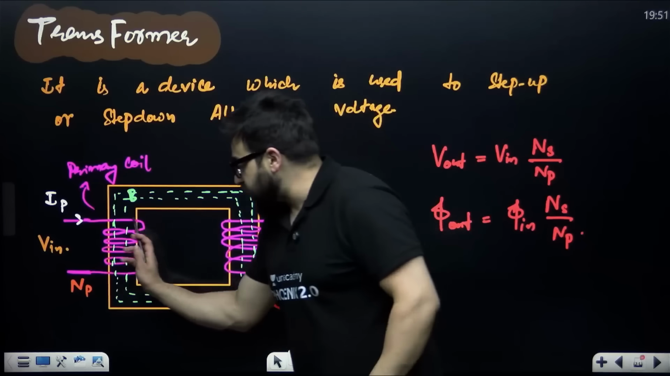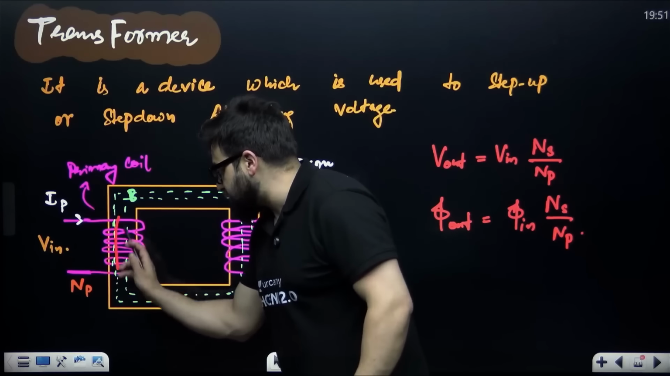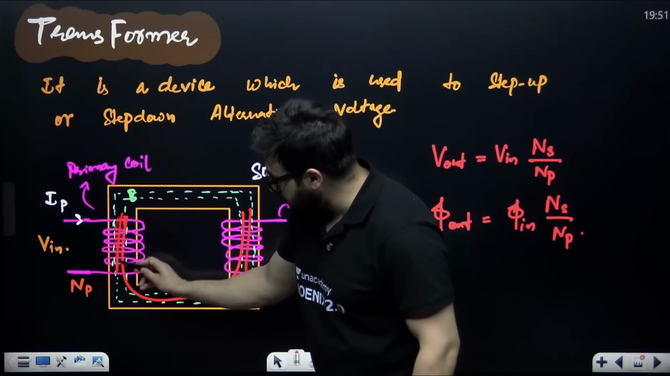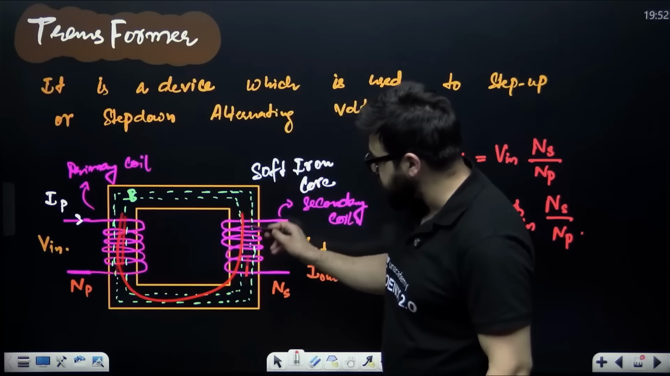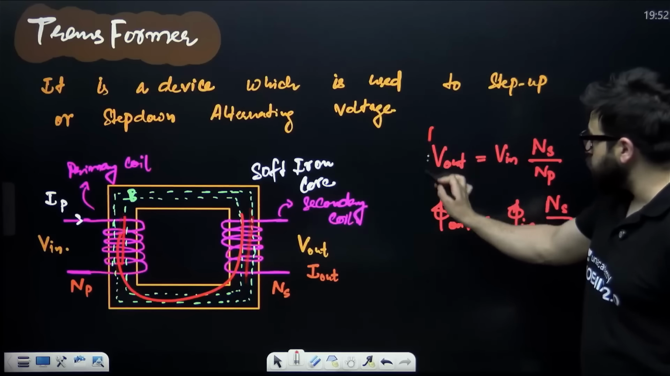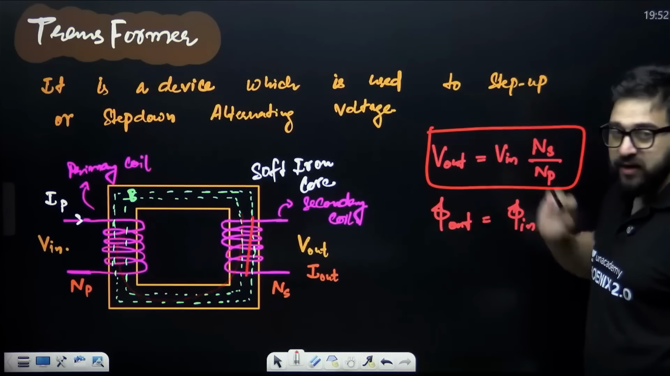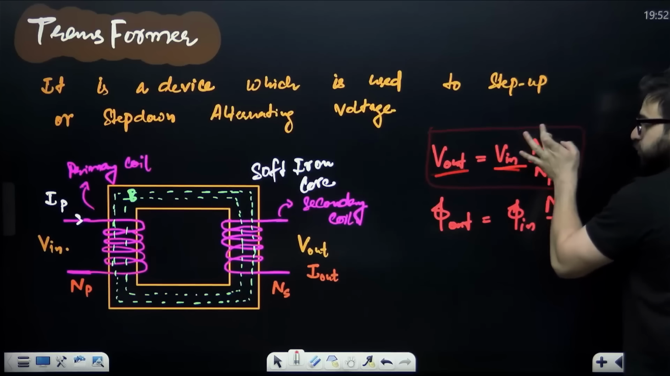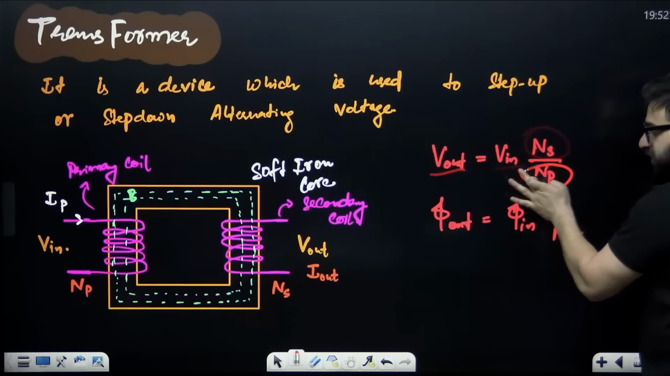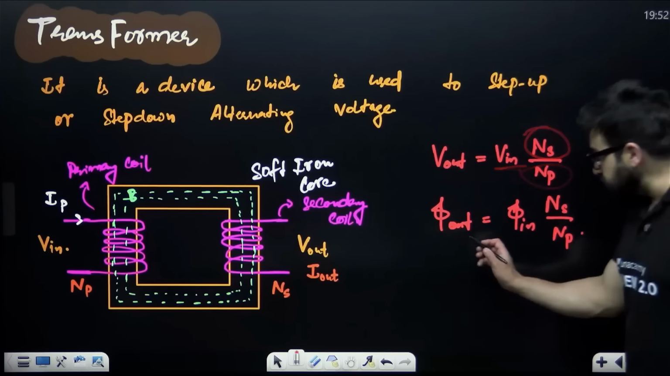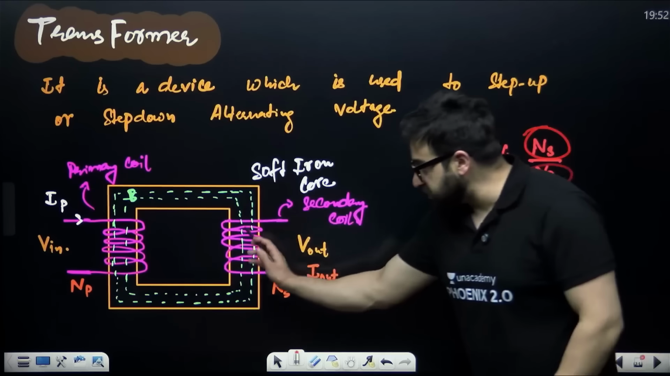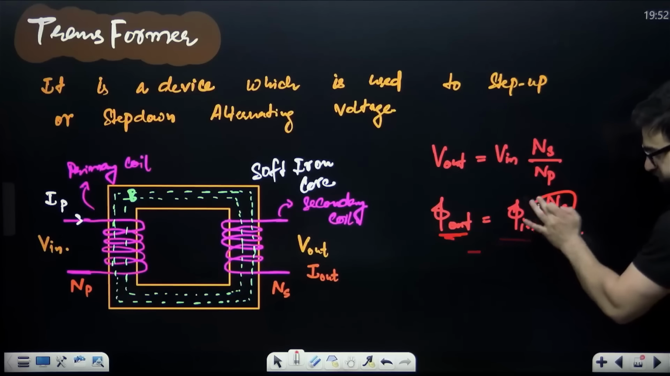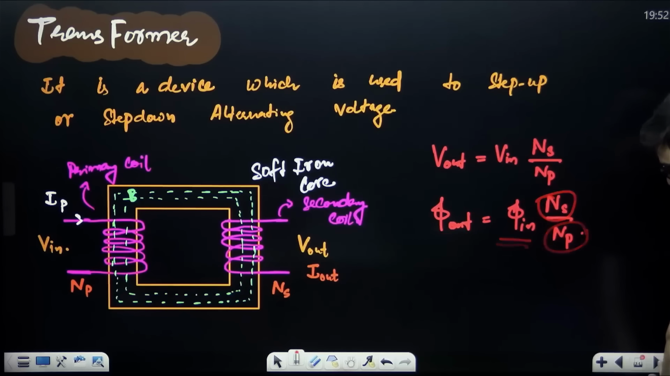And my dear NEET aspirants, when current flows through this coil, it creates a magnetic field. That magnetic field goes over here, so flux is created over here. That flux is transferred to the secondary coil. If somebody asks you what is the voltage in the secondary coil, you will say the voltage output equals the voltage input into the number of turns in the secondary coil divided by the number of turns in the primary coil. Similarly, the output flux in the secondary coil is the flux in the primary coil into the number of turns in the secondary coil upon the number of turns in the primary coil.